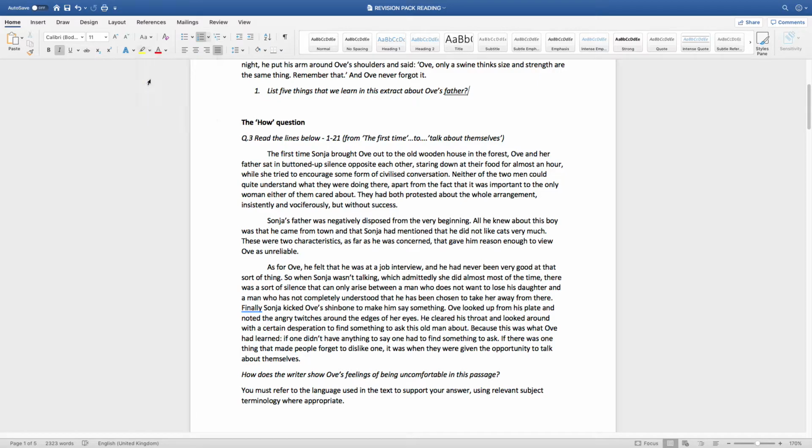Okay, welcome back. I'm just going to talk you through it, and I'm just going to highlight the ones that I found. Okay, so the first time I'm trying to put Ove out to the old wooden house, Ove and her father sat in buttoned-up silence opposite each other. So you've got this one here, sat in buttoned-up silence opposite each other. Okay, and then also staring down at their food for almost an hour also shows their discomfort. Okay, neither two men could quite understand what they were doing there. Okay, as for Ove, he felt he was at a job interview. He'd never been very good at that sort of thing.